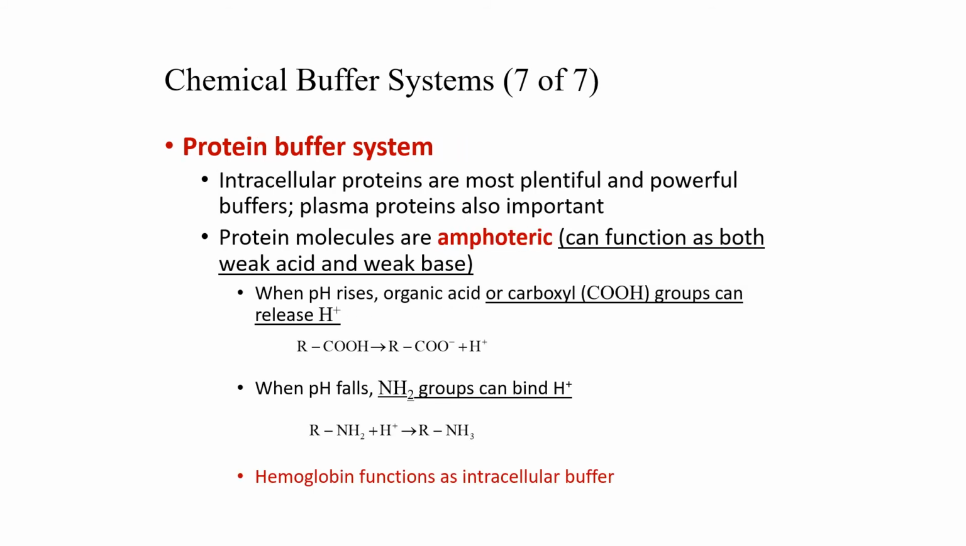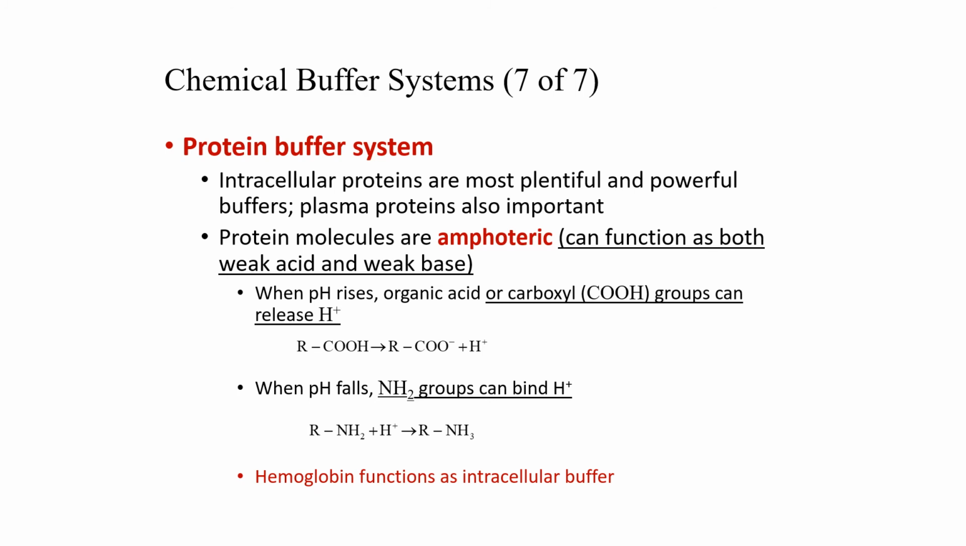Now, another system is the protein buffer system. Okay, the protein buffer system. And this uses intracellular proteins. Plasma proteins work well, but intracellular proteins do most of the work. So protein molecules are amphoteric. They can function both as a weak acid and a weak base. So when pH rises, carboxyl groups can release protons, and that's going to help pH decrease. When pH decreases, becomes acidic, then the NH2, the amino groups, can bind hydrogen and make NH3.